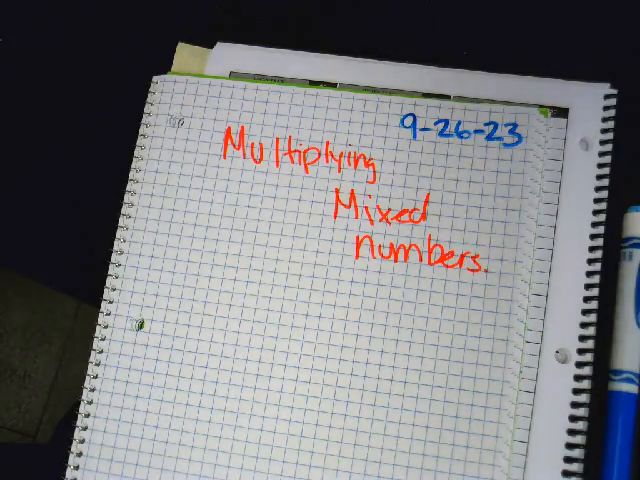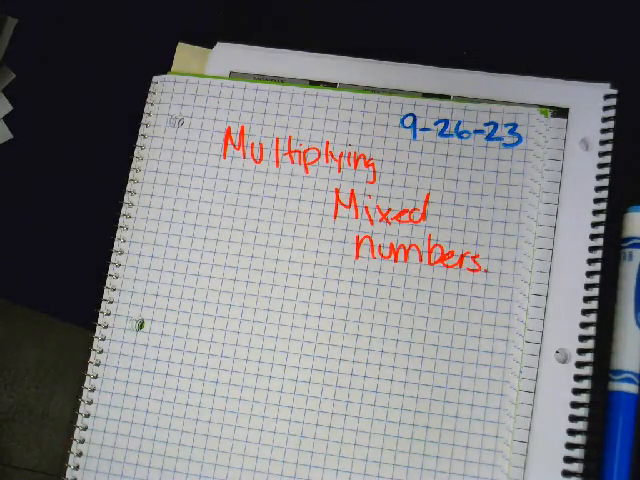All right. Does anybody remember what a mixed number looks like? It's a number with a fraction. And a fraction with a whole number. Okay, I might have missed the part where you said whole number.